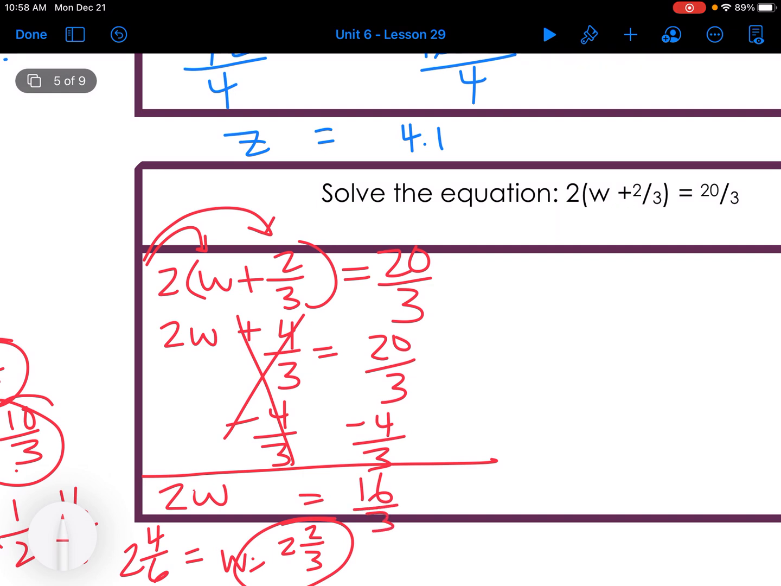So now I want to figure out what it is for 1. So I know that I have W is equal to 2 2/3, or 2.67.